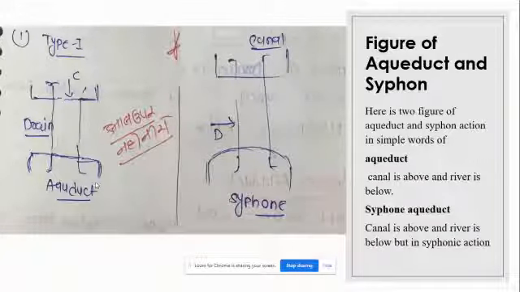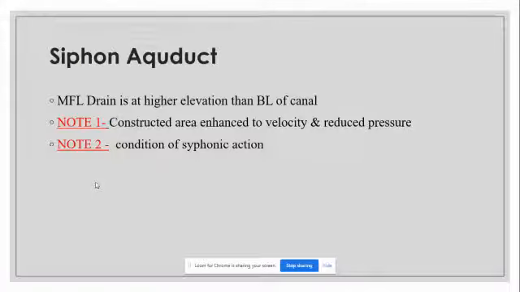And second, siphon aqueduct. Siphon aqueduct simply means the canal is above and the drain is below, but the maximum flood level is greater than the bed level. That means siphon aqueduct. Here you saw a siphon aqueduct. The flood level of the drain is at a higher elevation than the bed level of the canal.